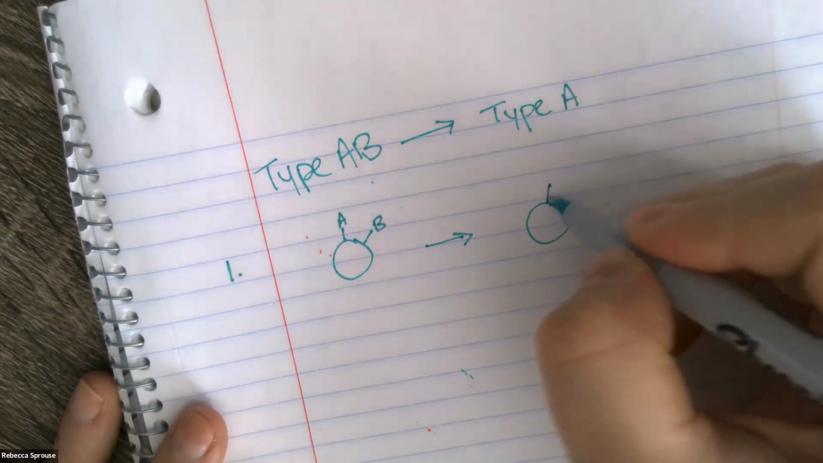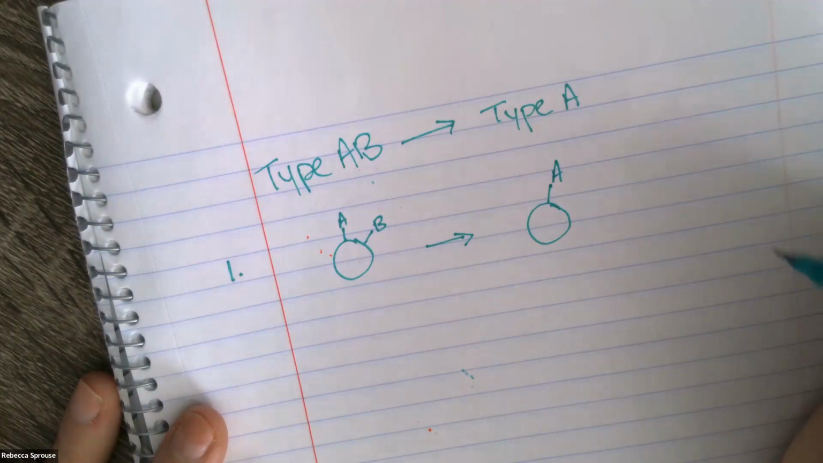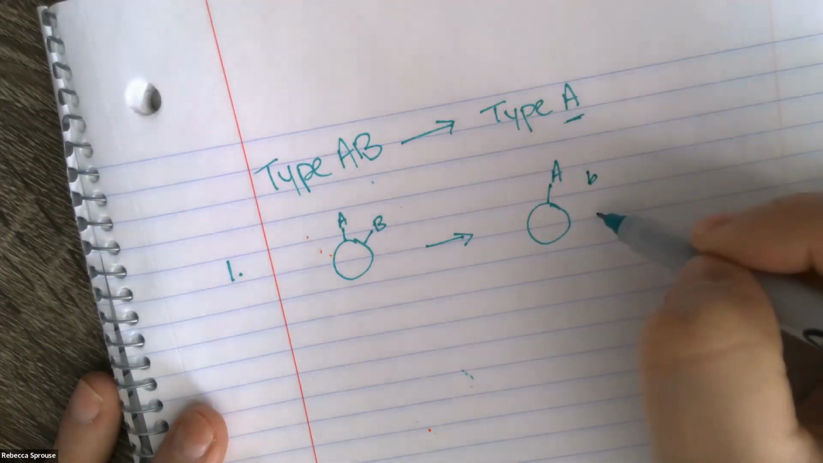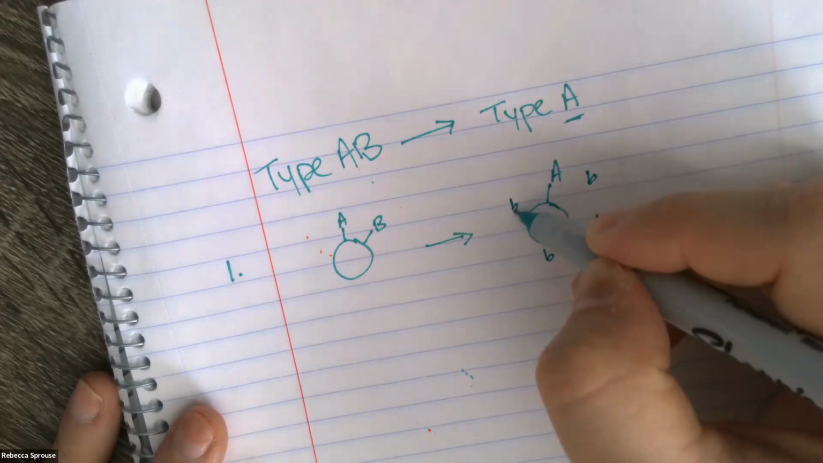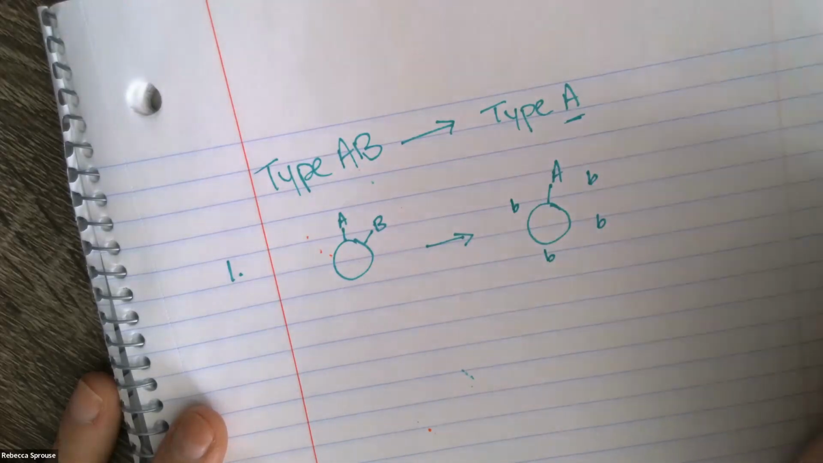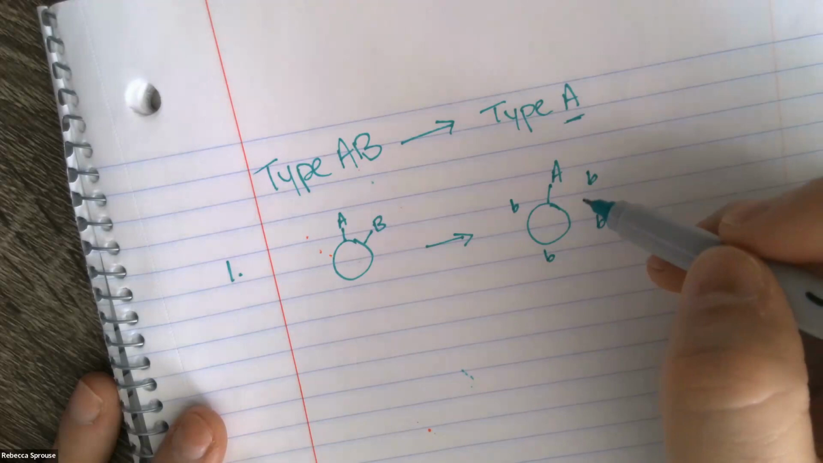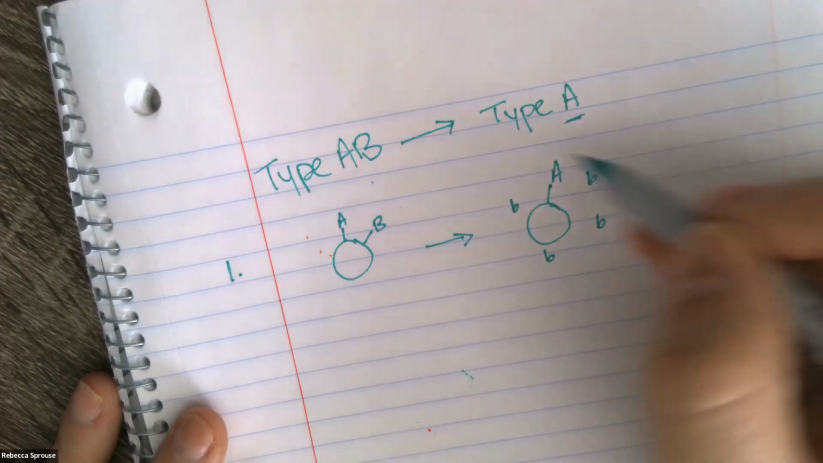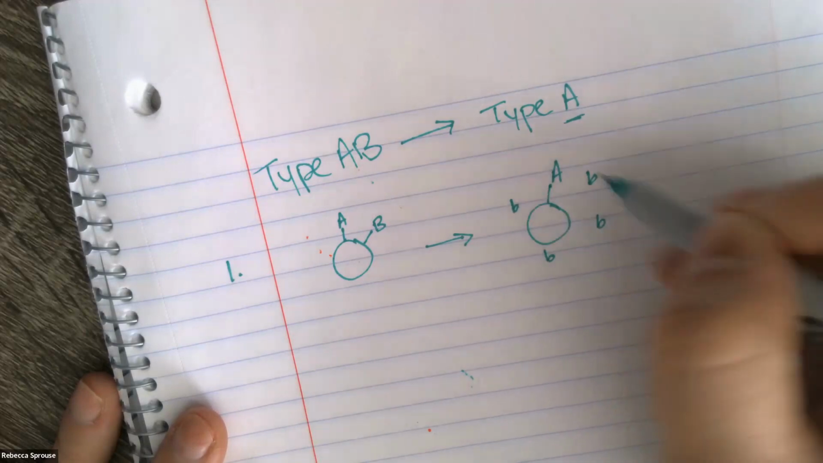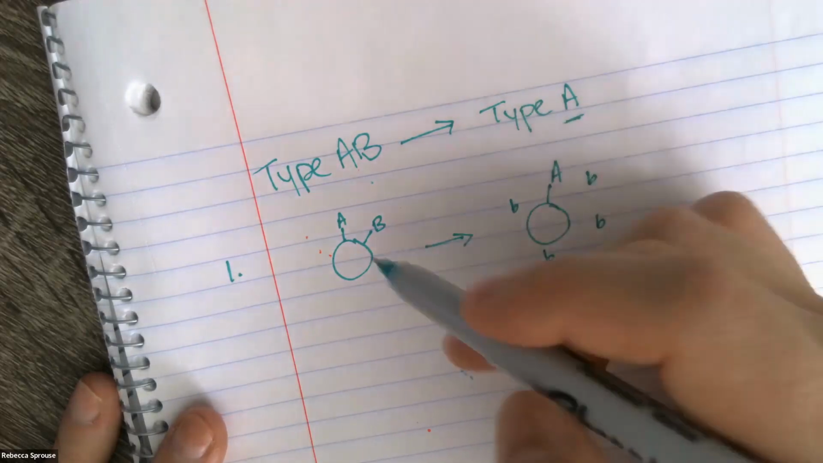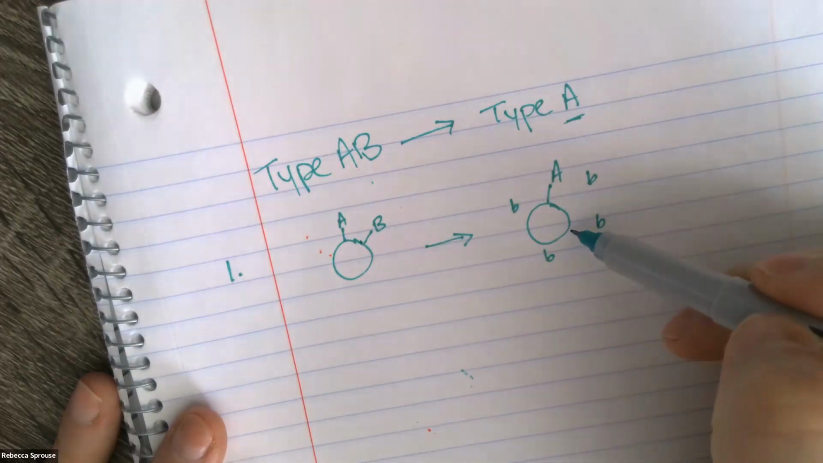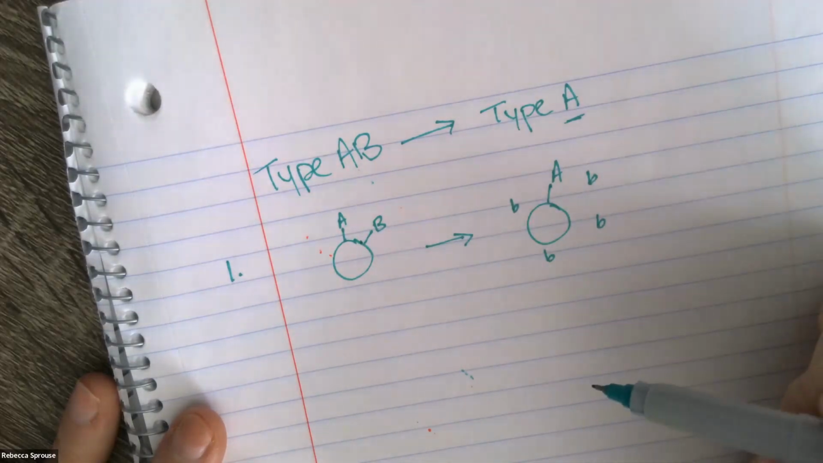Okay, so type A has A antigens on the surface. And if we have A antigens on the surface, we have B antibodies in the plasma. Okay, that's our recipient, which means that all of this is important, right? The recipient, whoever's getting the blood, we can't take one of these things away, right? So if we want to donate type AB blood to type A, can we do that?